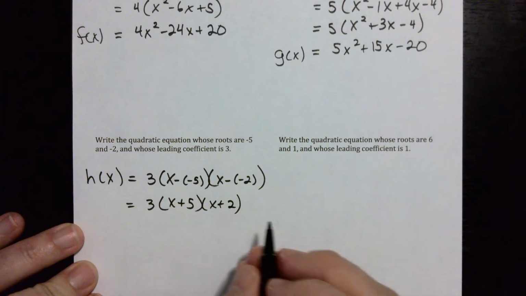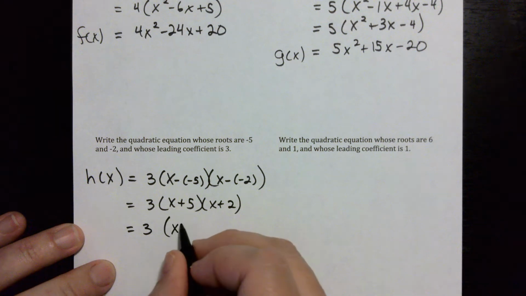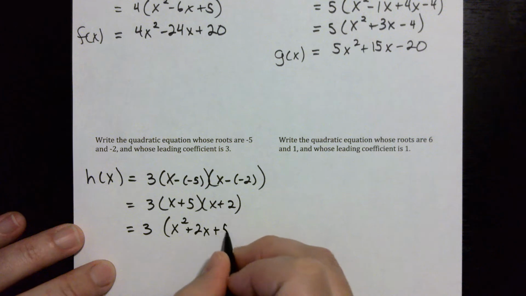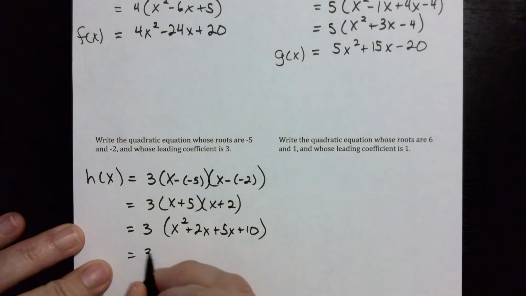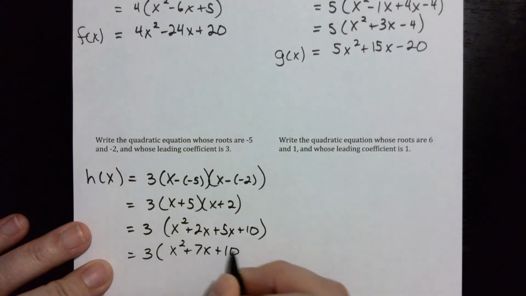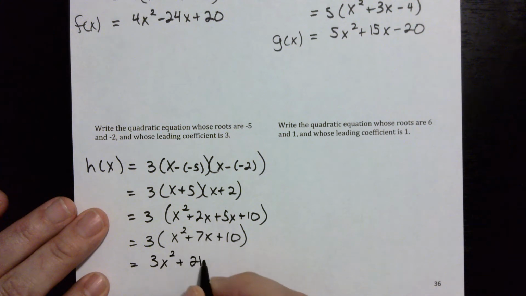Okay, multiply those through, leave the 3 alone for the moment. X times x is x squared, x times 2 is 2x, 5 times x is 5x, 5 times 2 is 10. Okay, clean up the terms on the inside. It's x squared plus 7x plus 10. And when I multiply the 3 through this whole thing, I'll get 3x squared plus 21x plus 30.